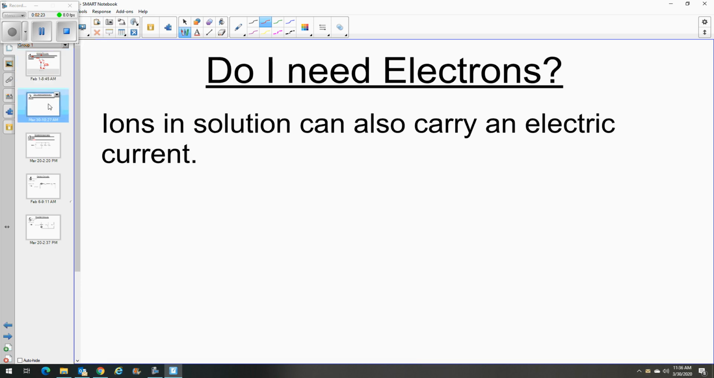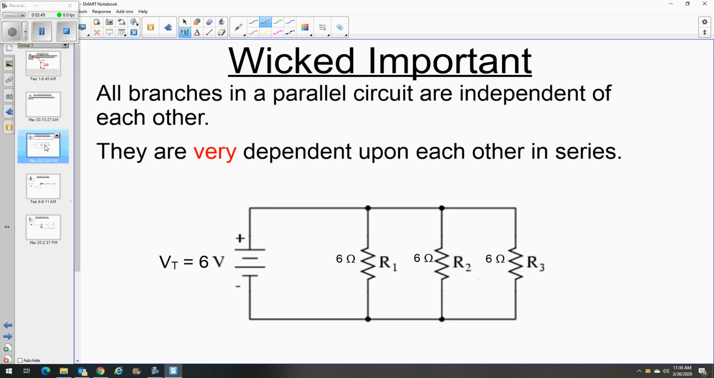You've probably been asking yourself, do I really need electrons in order to have an electric current? The answer is no. If you have a solution, an electric current can also be supported by the presence of ions. You probably did this in chemistry. If you have sodium or potassium ions in a solution, you can easily conduct electricity, meaning current, through a solution. Who knows? You might even have an LTA question that talks about a current in a solution.